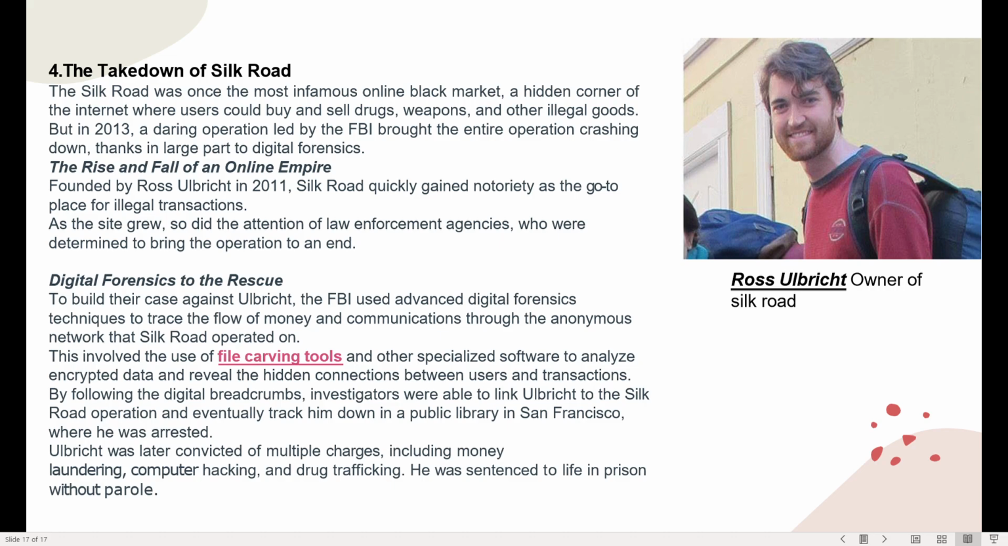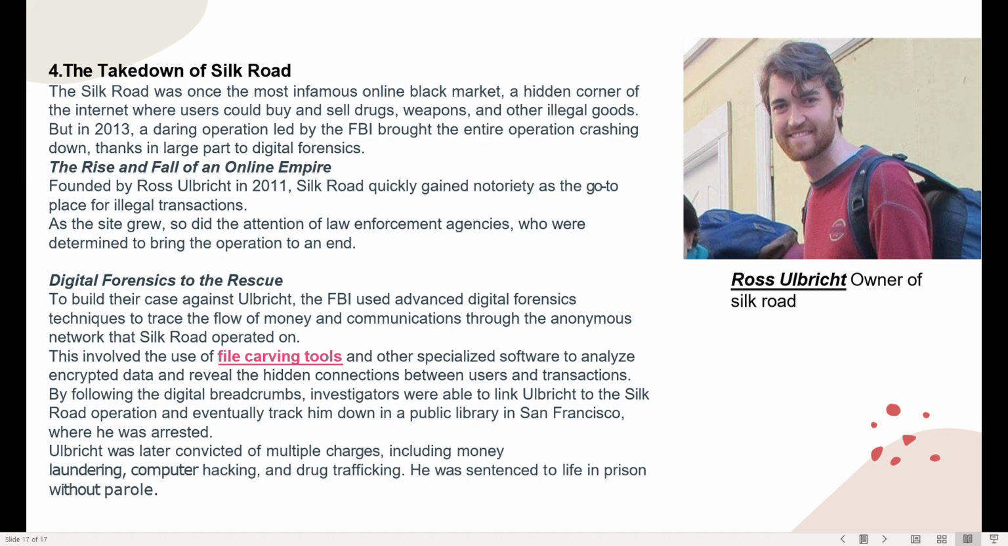So basically, the FBI used digital forensics techniques to trace the flow of money and communication through the anonymous network Silk Road was operating on. This involved the usage of file carving tools and specialized software to analyze the encrypted data and reveal the hidden connections between users and transactions.